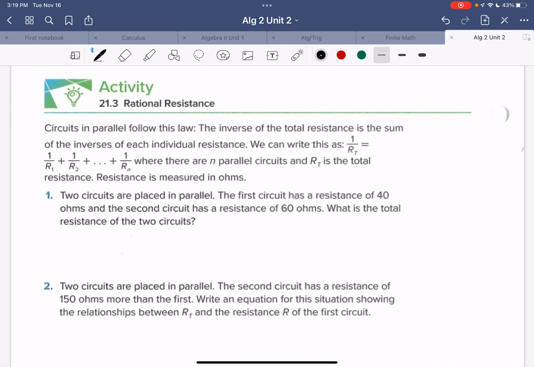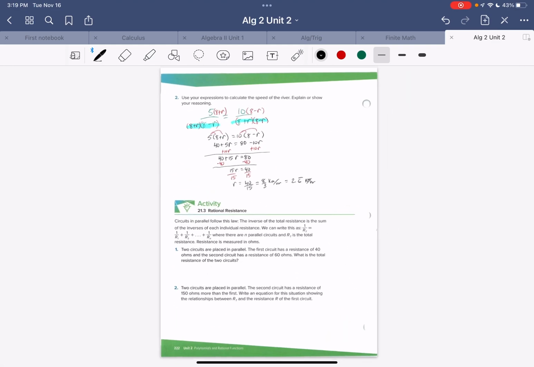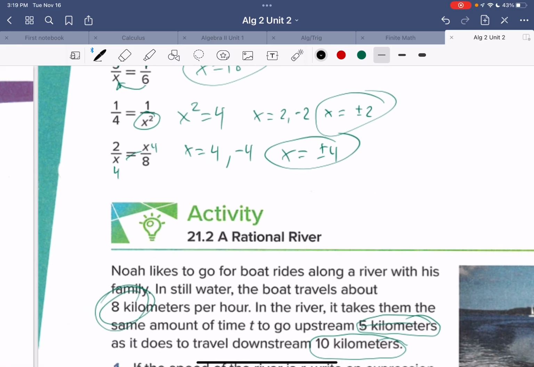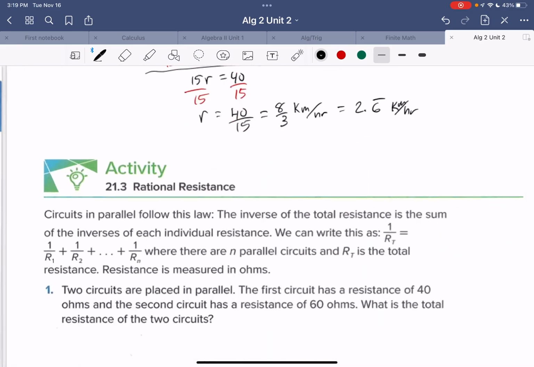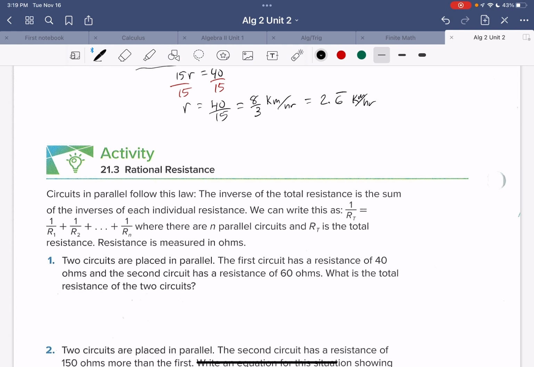Now we're going to do rational resistance. Oh, they're so funny. Look at this. Rational river, rational resistance. So this is an equation right out of science class. Your total resistance can be represented by all these fractions. So if you take the resistances and the individual things, it's equal to the total resistance if it's all flipped upside down and added together.